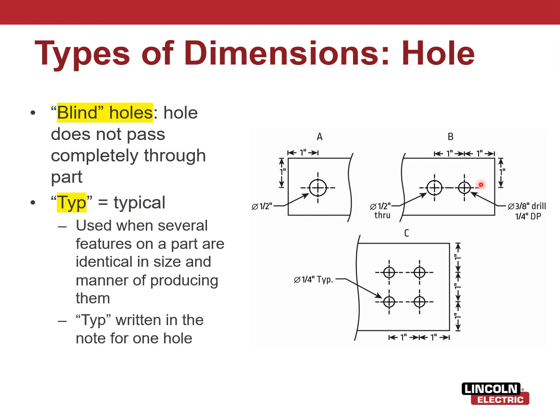Right here, you've got two different sized holes. This is a 1/2 inch through hole, and then this is a 3-inch drilled, 1/4 inch DP. So they're threading this, and you need to denote that because they're two different sizes. But over here, we've got 1/4 inch typical. So instead of having a 1/4 inch diameter on each one of these 4 holes, you just write 1/4 inch typical. The guy making the part knows that all 4 of these holes need to be 1/4 inch diameter. So typical is just another way to clean up repetitive features.